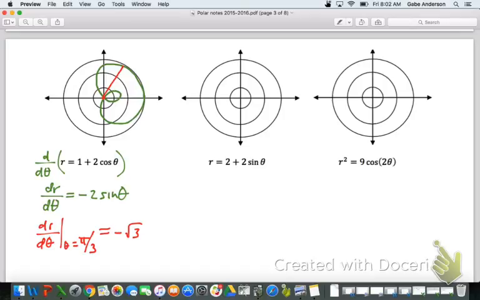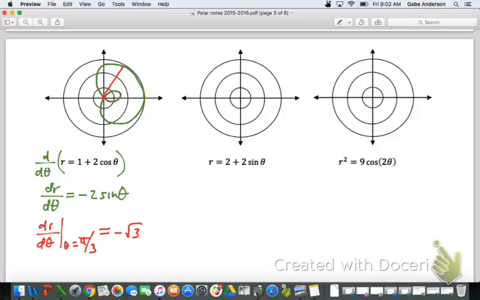So you could word that a little differently. You could say that the graph of that curve is getting closer to the origin, right? Since the radius is shortening at that point in time, if a particle were traveling around this curve here, you could say that the particle is getting closer to the origin at that point in time. That makes sense?